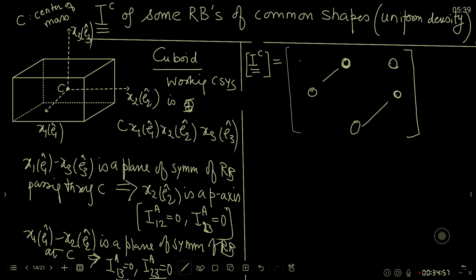But the moment I said this to be 0, I also know that this element will also be 0. So the inertia matrix for the cuboid at its center of mass will only have diagonal components. So let me call those IA11, IA22 and IA33. These I need to find.